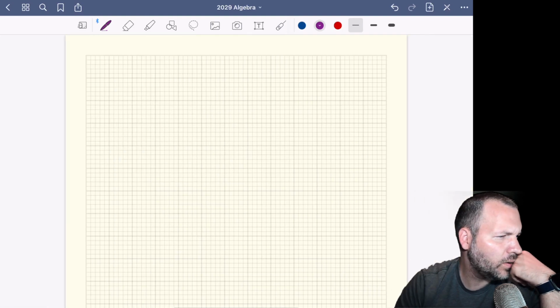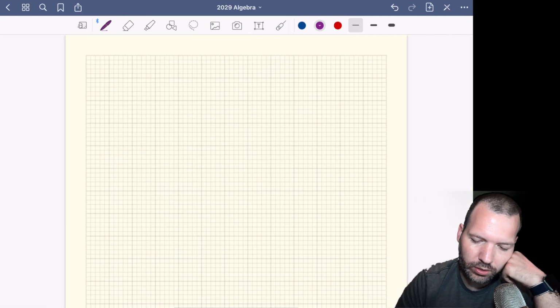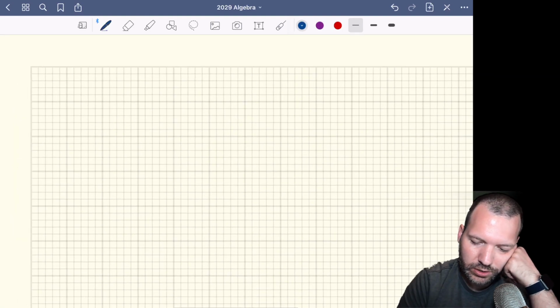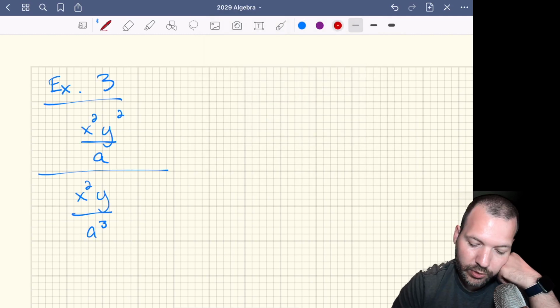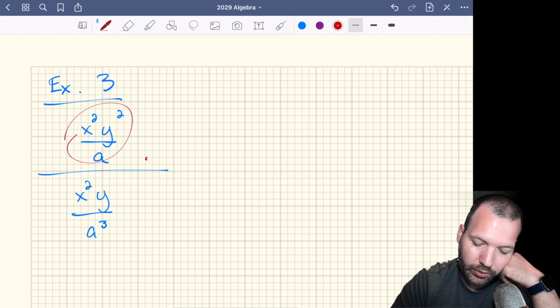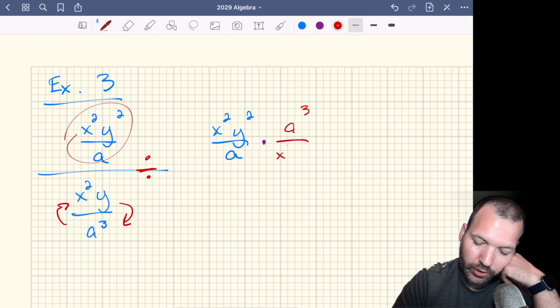Okay, so let's simplify some weird-looking monomial expressions using these same techniques. A bunch of keep, switch, flip just looks a little bit different from a few days ago. Keep, switch, flip, right? That fraction bar is division. So this is going to be x squared y squared over a times the reciprocal, a to the third over x squared y.